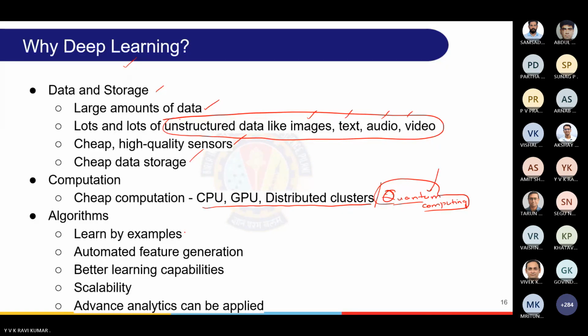So algorithms, learning by examples. When you say cheap data storage, it means it's affordable now, right? Earlier, when you wanted to store something, you had to buy a pen drive, memory card, or SSD. We used to have floppy disks. Colleagues were considered as having luxury. In organizations, only people at some level would be provided these storage devices.